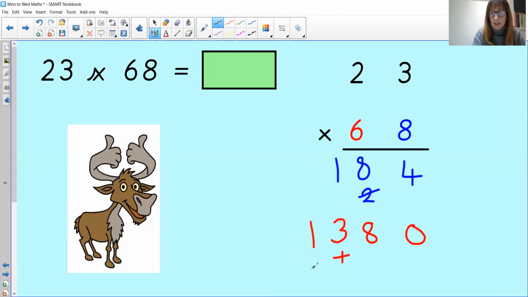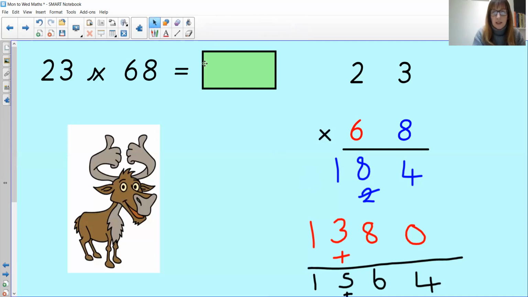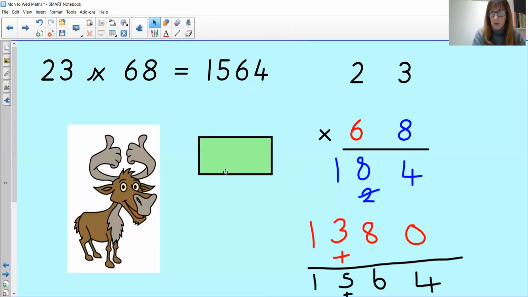So then let's add these numbers up together. So 4 add 0 is 4. 8 add 8 is 16. Bring my 1 down. 1 add 3 is 4. Add the 1 down here is 5. And then we've got nothing, and 1 is 1. So 23 times 68 equals 1,564. Big thumbs up to everybody who got that right before I went through it. Well done.